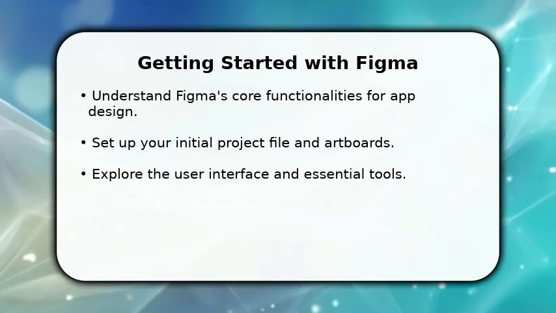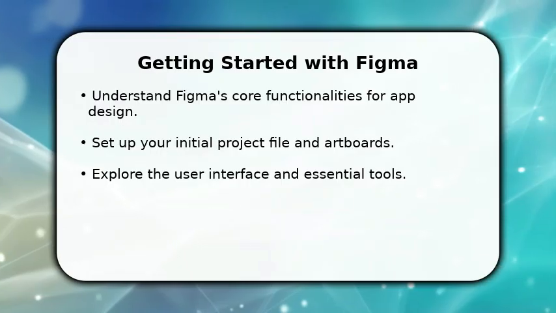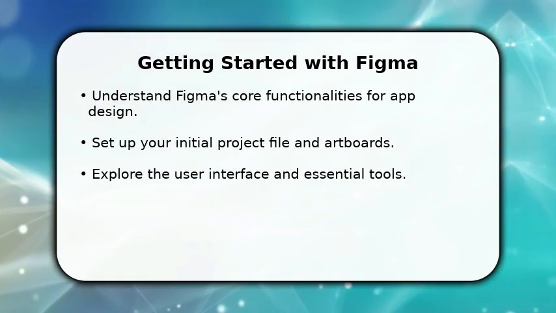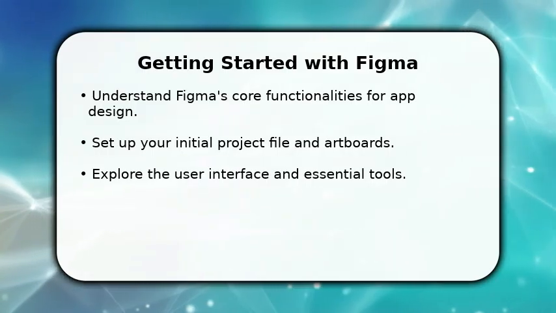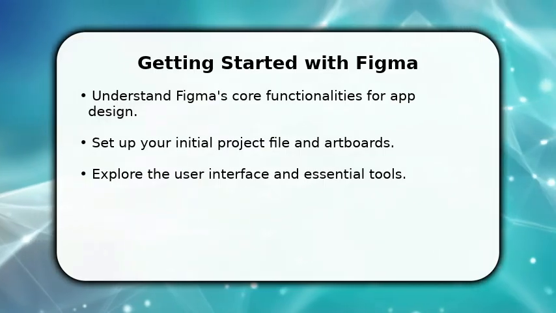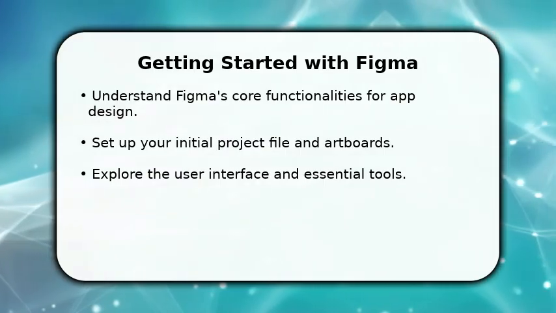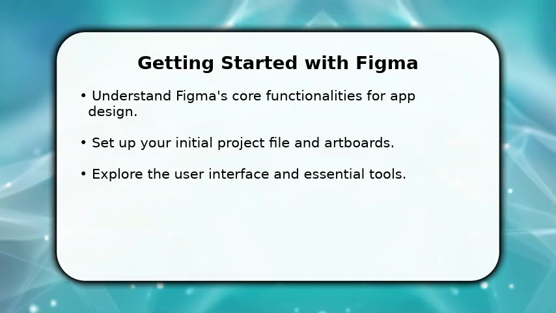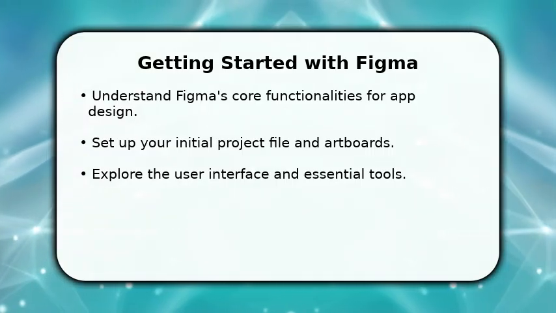In this video, I will explain how to make a Figma app. First, open Figma and create a new design file. You'll want to set up your initial artboards, which are essentially your screen canvases. Familiarize yourself with the left panel for layers and assets, the top bar for tools, and the right panel for properties. This foundational step is crucial for a smooth design workflow.